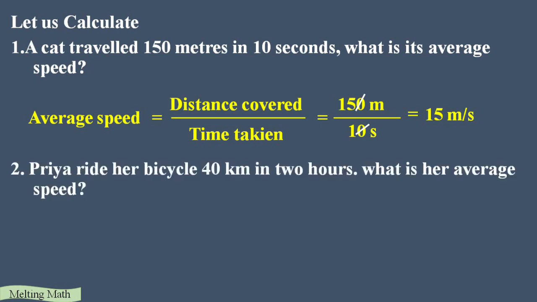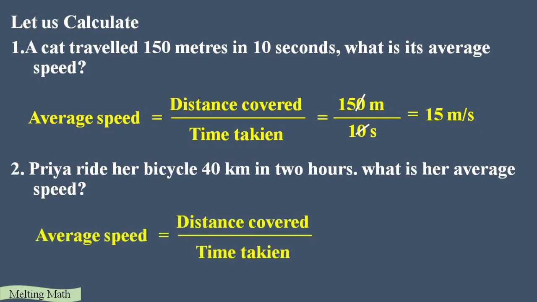Okay, let's see the second one. Priya rides her bicycle 40 kilometers in 2 hours. What is her average speed? Here also they ask the average speed, so we use the formula: average speed is equal to distance covered divided by time taken. The distance covered by the bicycle is 40 kilometers and the time taken is 2 hours. By dividing these two, we get 20 kilometers per hour.